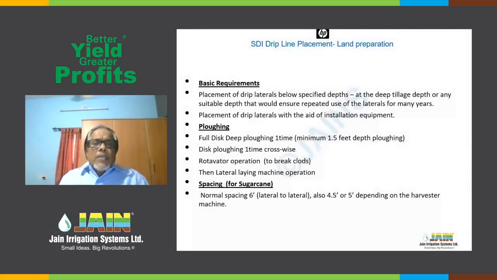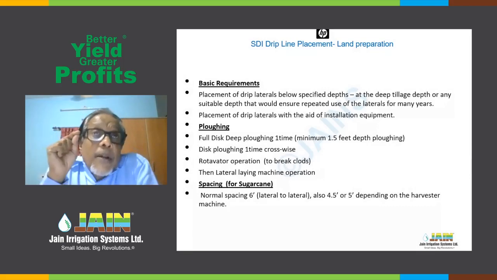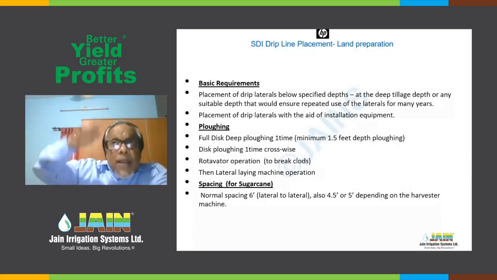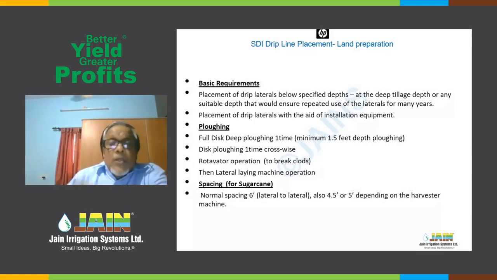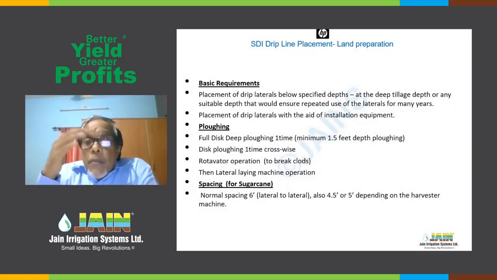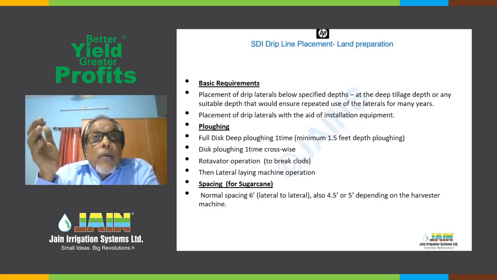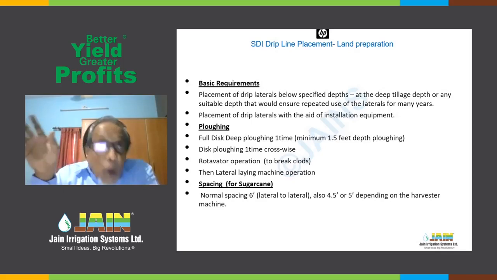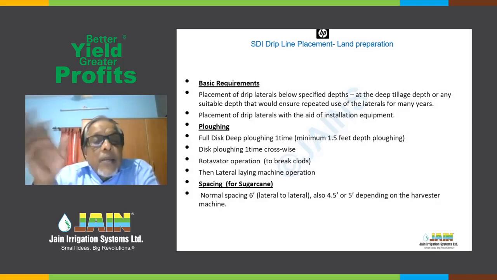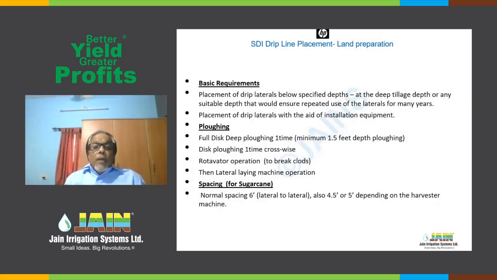Now, the basic requirements of placement of drip laterals below a specified depth. Here, one more thing comes in: the placement of the lateral, that is, what depth you are going to place the drip line from the surface soil. This is to be thought of at the time of deep tillage, with a suitable depth to ensure repeated use of the laterals for many years, especially in a ratoonable situation of sugarcane. You install it and you can take 5, 6 or 7 crops based on the requirement, the soil health, the fertility you are adding. A lot of other agronomic considerations are there, which I am not going to talk about. But the placement of the lateral is important: where the lateral should be.